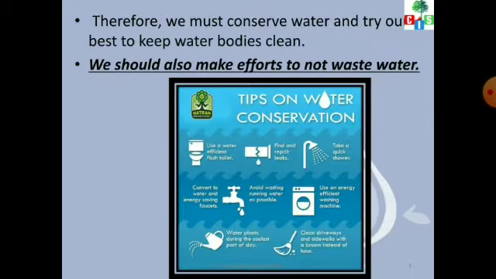Therefore we must conserve water and try our best to keep the water bodies clean. We should also make efforts not to waste water. Children, we should not waste water. Instead of using a shower while bathing, we can pour water into a bucket and use the bucket water, right? Then we should not keep the tap open always. It wastes our water very much. Then we should use water efficiently in toilets also. Wherever there is water leakage, we should find the leaks and repair them. So in this way we can make our efforts not to waste water.